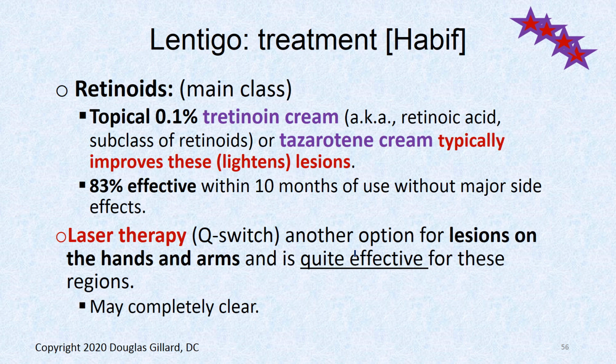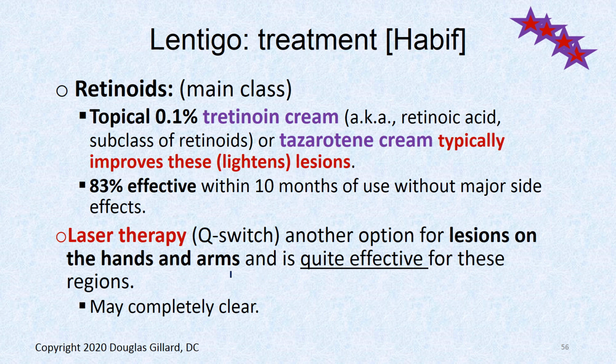How do you treat these? So there's a big treatment class of medications called the retinoids. There's all sorts of retinoids. The main ones I'm going to talk about are tretinoin cream. Tretinoin is an AKA for retinoic acid. Another one is called tazarotene cream, and those will lighten. They won't get rid of them, but they'll lighten them up quite a bit. It's about 83% effective at significantly lightening these lesions with the passage of time.